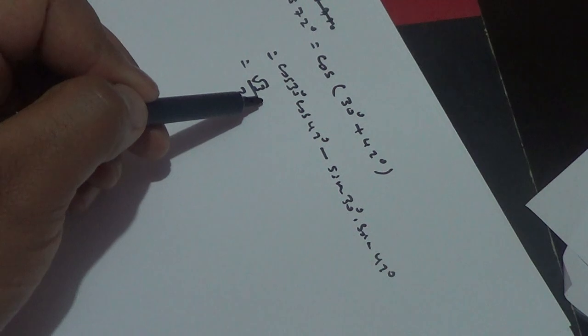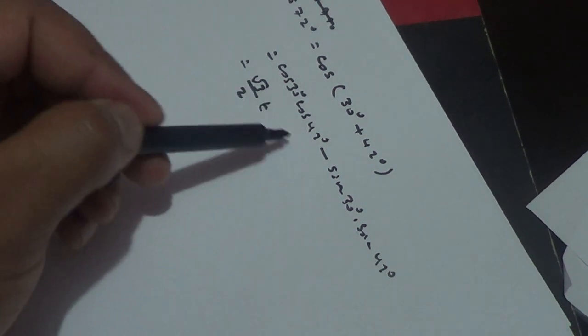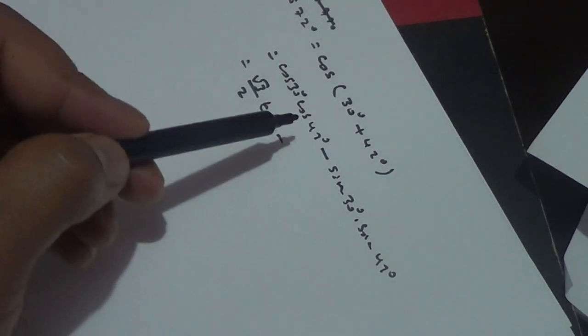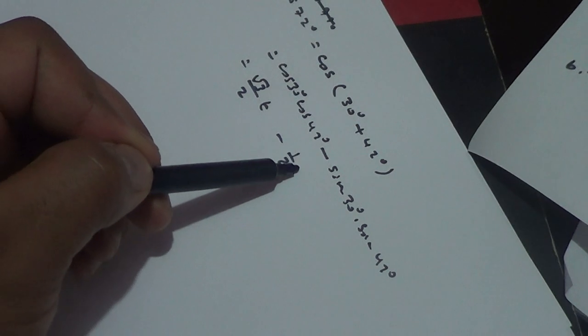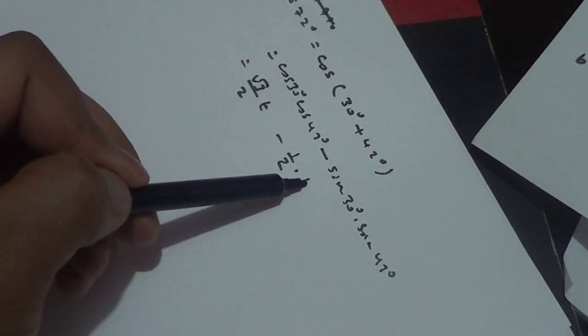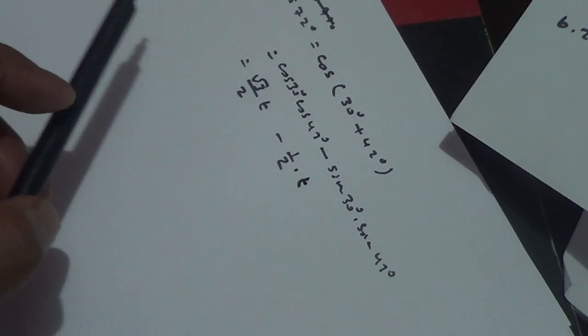Multiplied by cos of 42 is t, so this is t minus sine of 30, which is a half, right? Sine 30 is opposite over hypotenuse, times we got sine 42 as t as well, isn't it? Yes, we got it to be t.